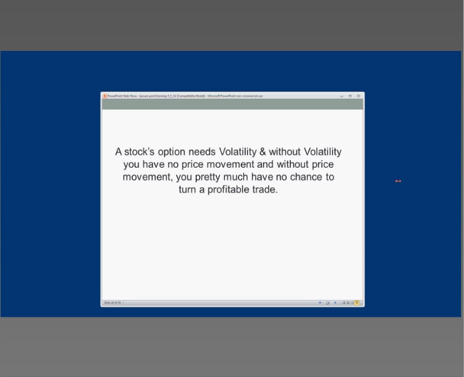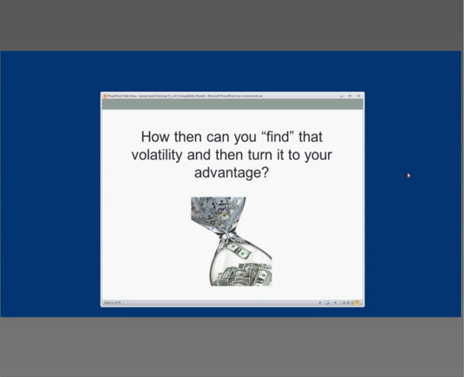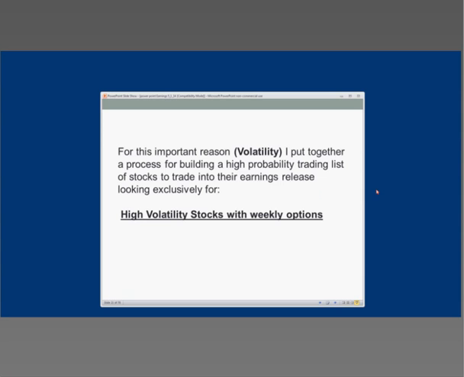A stock option needs volatility. With that volatility you have price movement, and without price movement you pretty much have no chance to turn a profit. So it's all about volatility when it comes to earnings. The question then becomes, how can you find that volatility and turn it to your advantage? For this very important reason, I've put together a process I use to build out a high probability trading list of stocks to follow and trade into their earnings release.